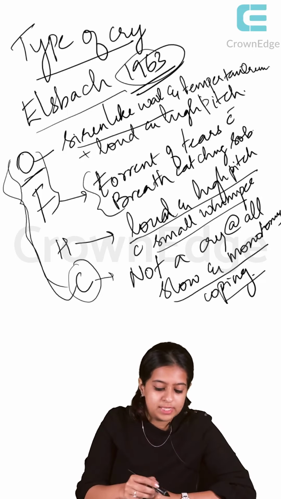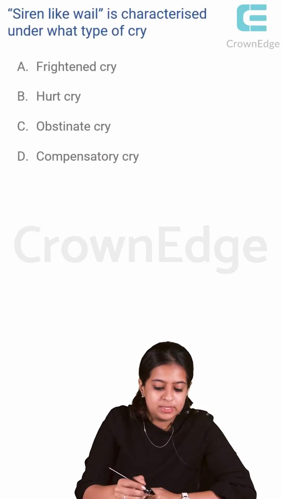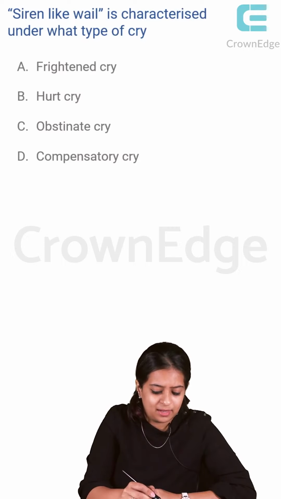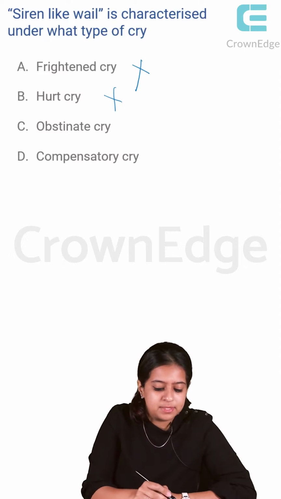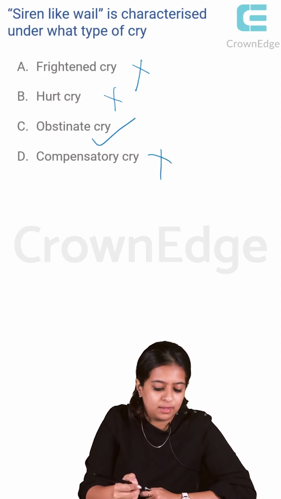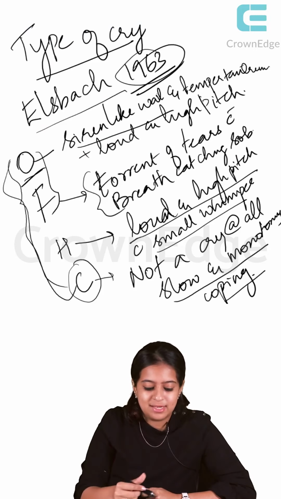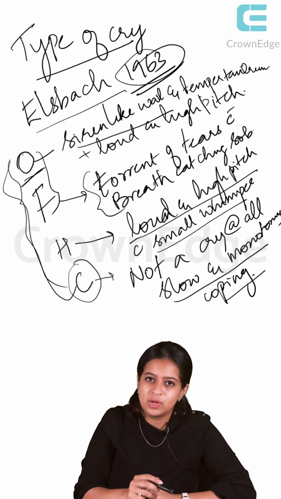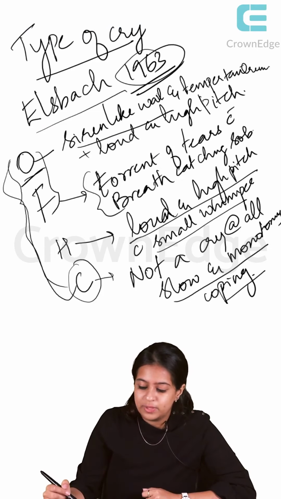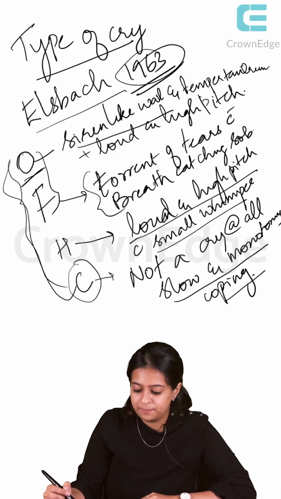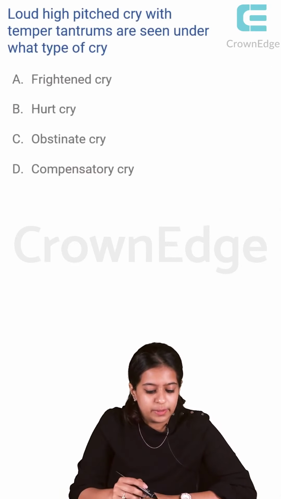With this note, let's go back to our question. Siren-like wail is characterized by what type of cry? Is it option A, frightened cry? No. Option B, hurt cry? No. Option C, obstinate cry? Yes, and it's not a compensatory cry. So the right option would be option C. If you know the characteristics of each cry, it's very easy to answer. It's a very direct, easy question to answer quickly. So be thorough with the characteristics of each cry.